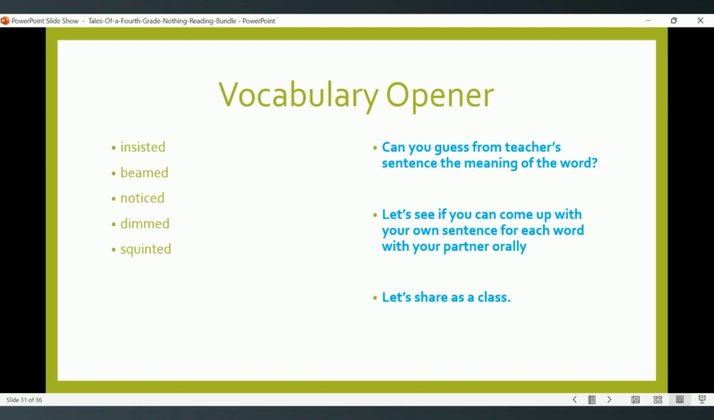Okay, vocabulary opener. Again, our keywords are here today. Usually I would introduce these in context. Can you guess from the teacher's sentence the meaning of the word? And then you can move into the definitions and talk about them as a class. They can come up in pairs with their own oral sentence with their partner, and then let's share as a class.